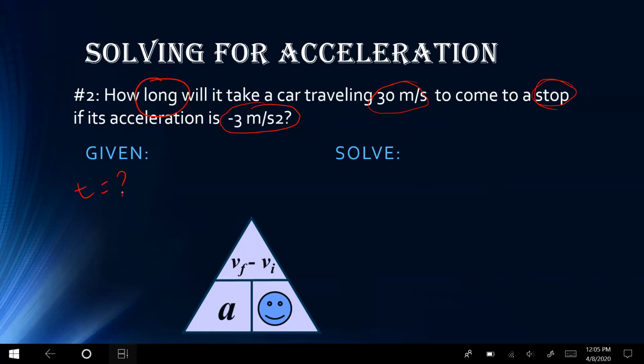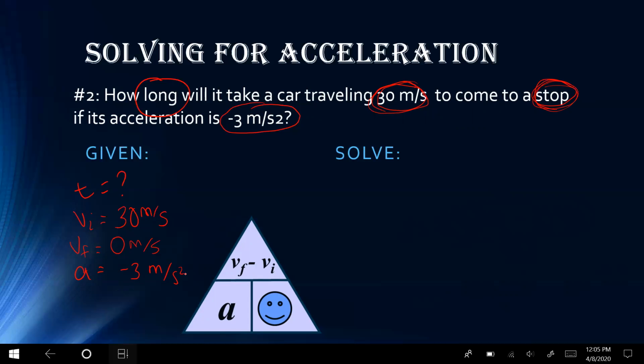That's our unknown. We are told that the car is initially traveling at 30 meters per second. So my initial velocity is 30. And it wants to know how long it's going to take to come to a stop. So that means my final velocity is actually 0 meters per second. They want to know how long it takes to not have any velocity at all. It says that the acceleration, A, is equal to -3 meters per second squared. So that's going to be our acceleration.